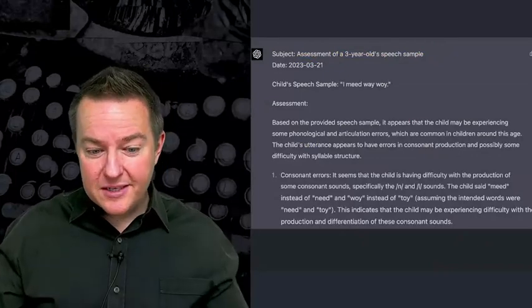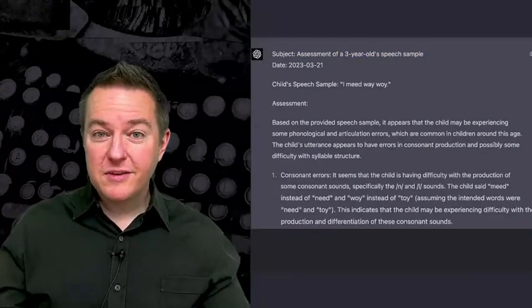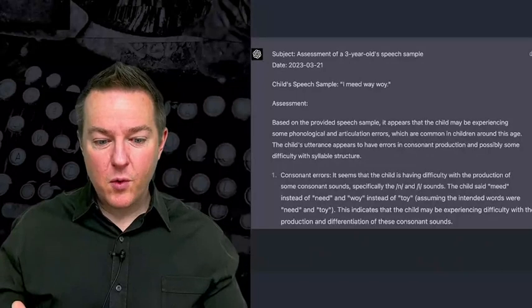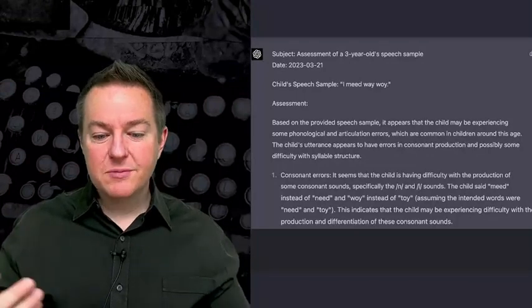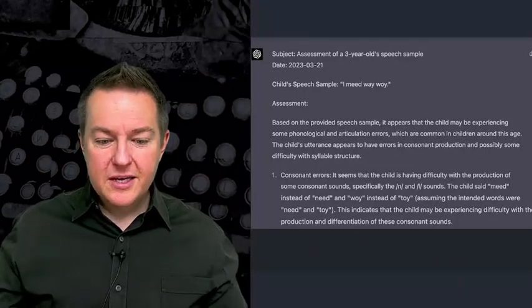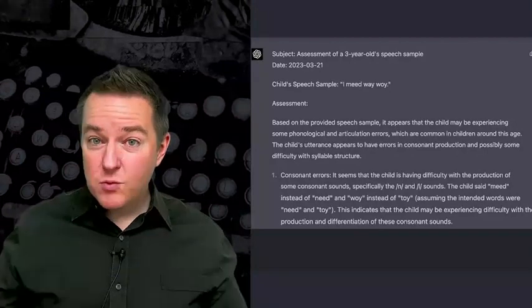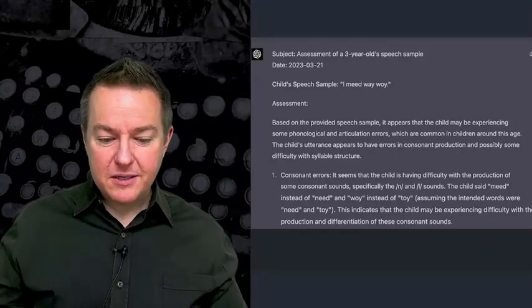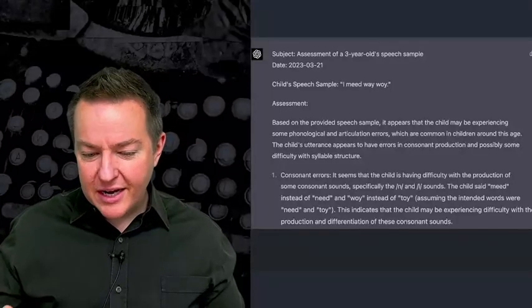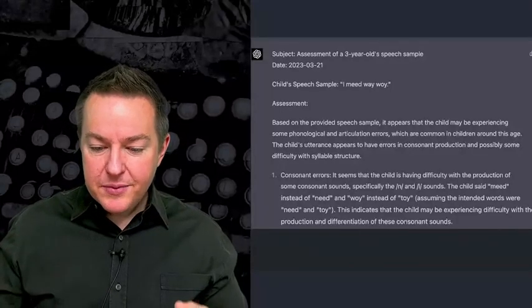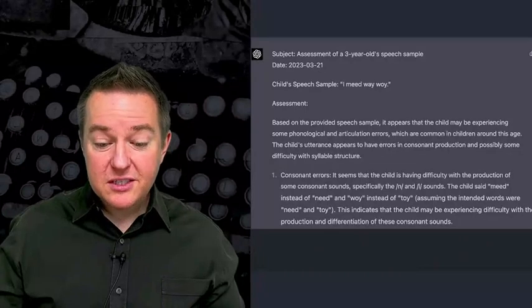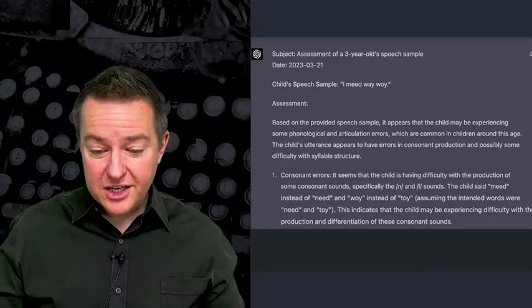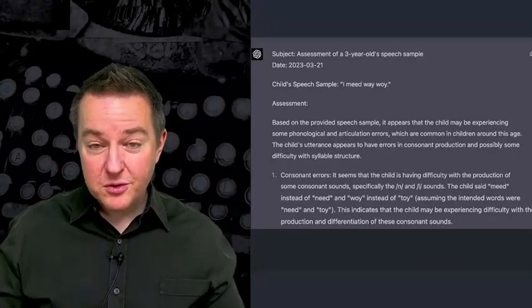So what does ChatGPT say? Well, you notice first off, its output looks like a report. It says subject: assessment of a 3-year-old speech sample, child speech sample, "I mean way woy," it has it in quotation marks, and it says assessment. Based on the provided speech sample, it appears that the child may be experiencing some phonological and articulation errors, which are common in children around this age.